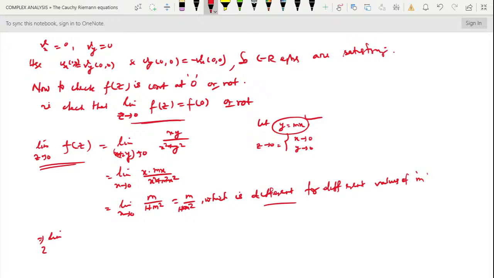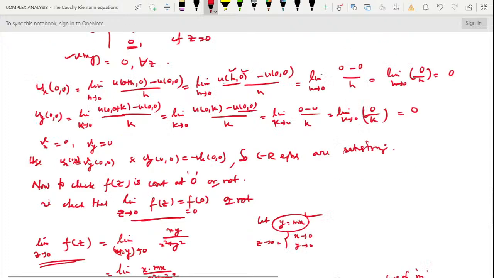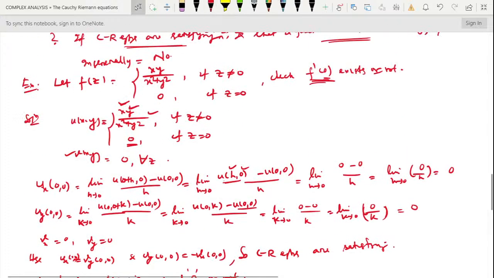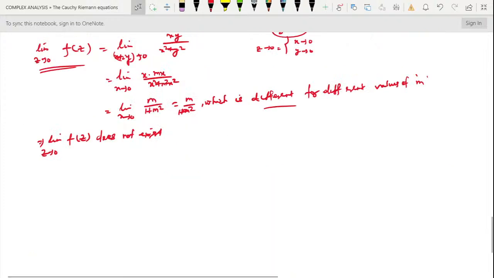Okay, so if this thing does not exist, and here f of 0 is 0, it is given in the above question. When z is equal to 0, f of 0 is 0. But this thing does not exist, so f of z is not continuous at z equal to 0.